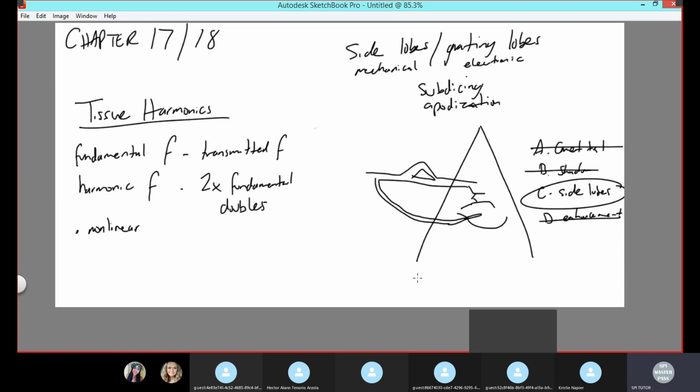Yeah, so anything that affects side by side is going to degrade your lateral resolution. So side lobes are one, refraction artifact is another because it creates a duplicate that's also side by side. So anytime you start hearing side by side, that's going to be your lateral, because that's the one that's perpendicular, side by side resolution.